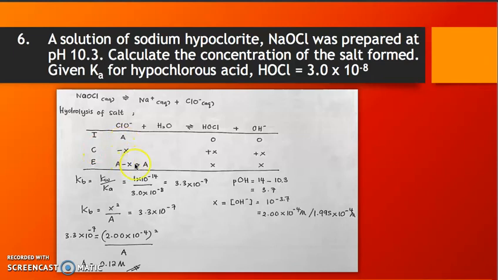So A minus X here, but we assume the X is a small value, so we just consider it as A. And this is the product for X, and for the hydroxide ion also X. We know from the calculation the X is 2 exponential negative 4. And to find the A, use the formula for Kb, and you get A is equal to 0.12 molar.